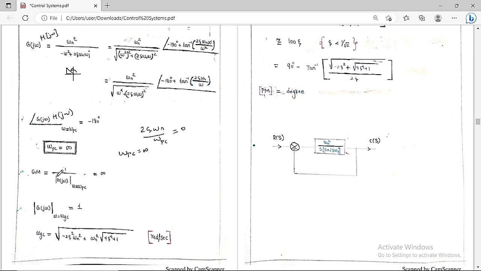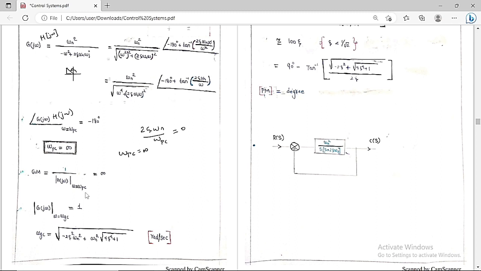And what is the gain margin? The gain margin is equal to 1 by mod of g of s h of s at omega PC. So what is the value of omega PC? Basically this is the magnitude part, right? If we substitute omega PC, what magnitude are we going to get? This is omega n square by under root of 4 zeta omega n omega whole square, and in place of omega I substitute omega PC. Definitely this part is infinite, and anything by infinity is 0. So this magnitude part is 0, and 1 by 0 is equal to infinity. Therefore we can say the gain margin is equal to infinity and the phase crossover frequency is also equal to infinity.